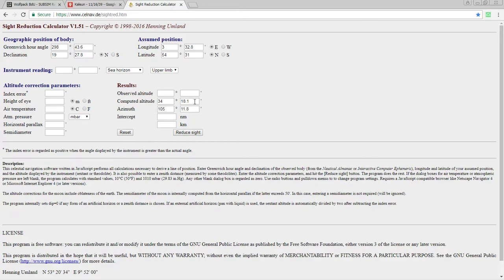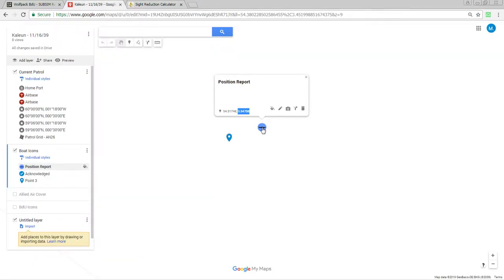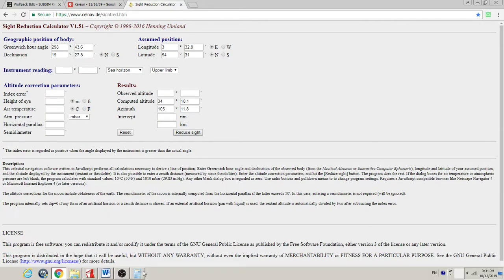Okay. So now there's one more step we have to do, and you'll see why when we actually do the plotting on paper. We need to get what's known as the intercept. That's the difference between the computed altitude and what we measured. There's obviously a difference because we're not using an assumed position that's right on our location. So there's obviously going to be a difference. Okay. So what do we do?